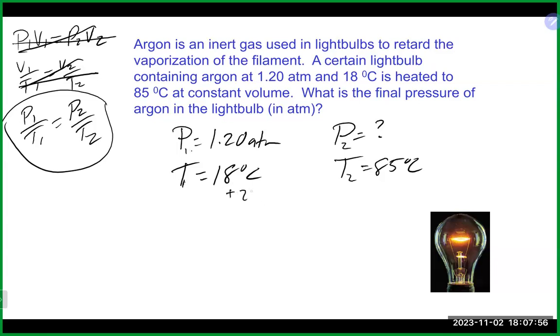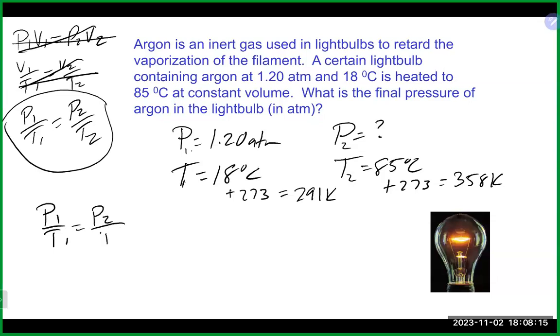Going to do, like pretty much every gas law here, convert our temperature into Kelvin. So we got 18 and 273, can give us 291 Kelvin and 358 Kelvin. So in this case here, we are looking for P2. So we need to move T2 to the opposite side. That's going to give us P1 T2 over T1 is equal to P2.